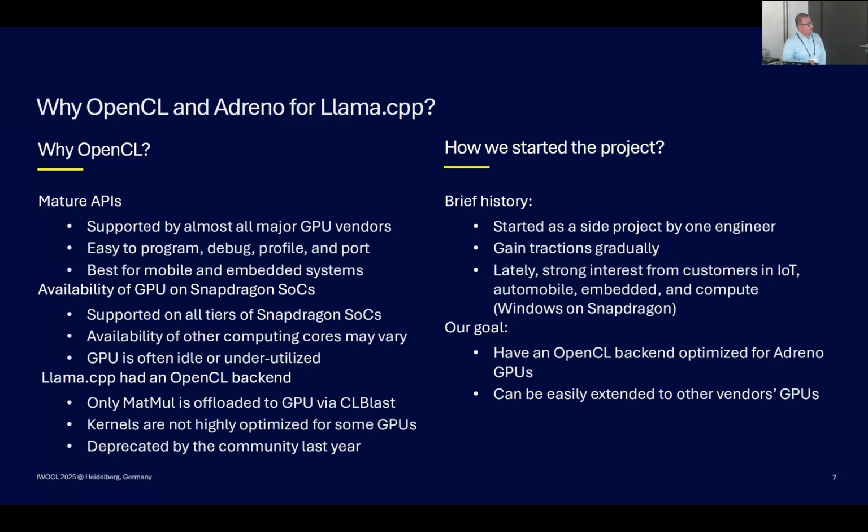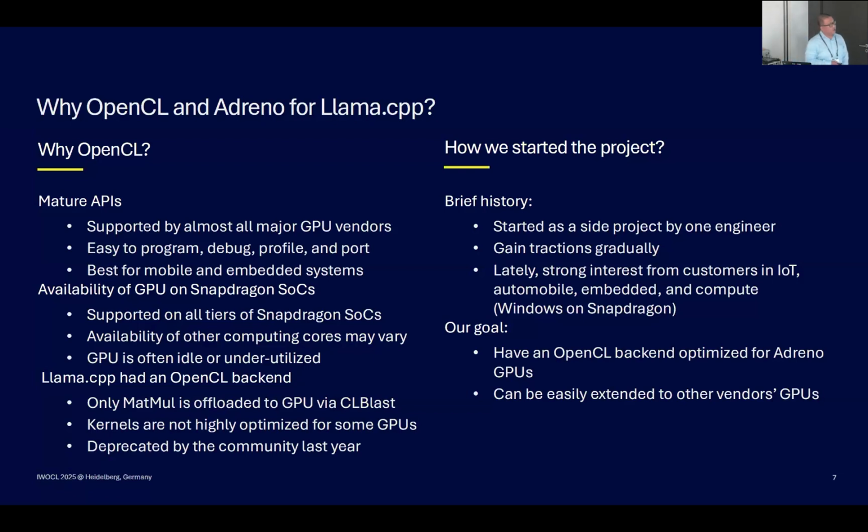As I said, Llama.cpp used to have an OpenCL backend. It was really based on CLBlast. For people who don't know, CLBlast is a well-written library that was published about 4 or 5 years ago. For Llama.cpp, the matrix multiplication is offloaded to the GPU via CLBlast for the OpenCL backend. The kernels are not highly optimized for mobile GPUs; I think they were mostly optimized for desktop GPUs. It was deprecated later last year because of a lack of support and maintenance.